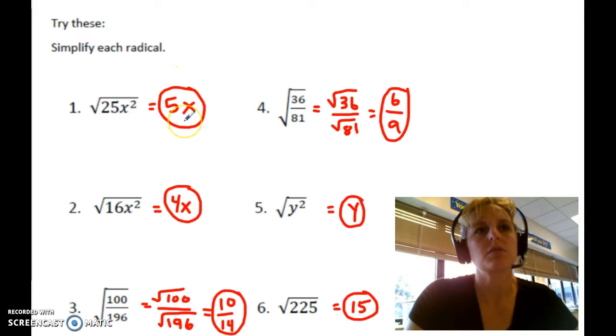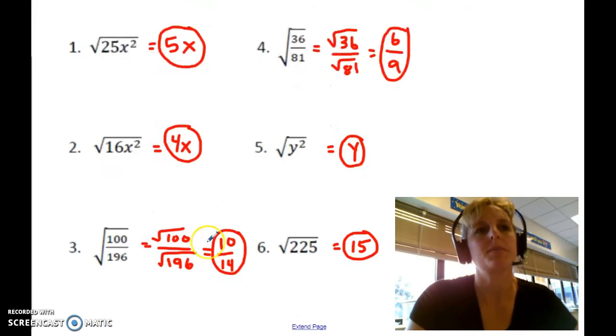Here's that 5x that we talked about. Square root of 16 is 4, and there's your variable that pops out. And then to practice with the fractions, separate the numerator and the denominator. Square root of 100 is 10, square root of 196 is 14. If you wanted to, you could reduce this fraction a little bit farther because the top and bottom both divide by 2. So we could put it in simplest form and call it 5/7.